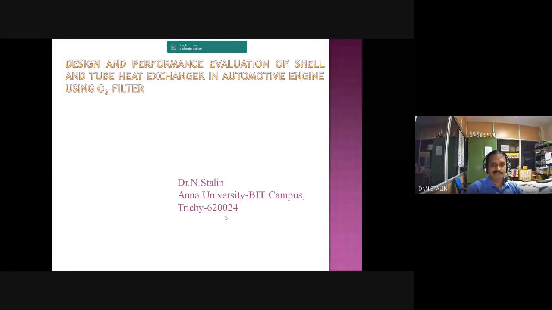I am Dr. N. Stalin, working as Assistant Professor, Senior Grade in the Department of Petrochemical Technology, Anna University, BIT Campus, Tiruchirappalli. The topic of this conference is design and performance evaluation of a shell and tube heat exchanger fitted with an automotive engine, along with the O3 filter in the exhaust of automotive engines.